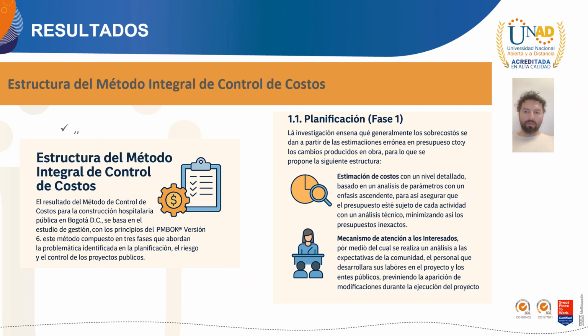Results, phase 1. Now let's move to the results. The primary result is the comprehensive cost control method itself, which is structured in three phases. Phase 1 is planning, detailed cost estimation and stakeholder engagement mechanisms.